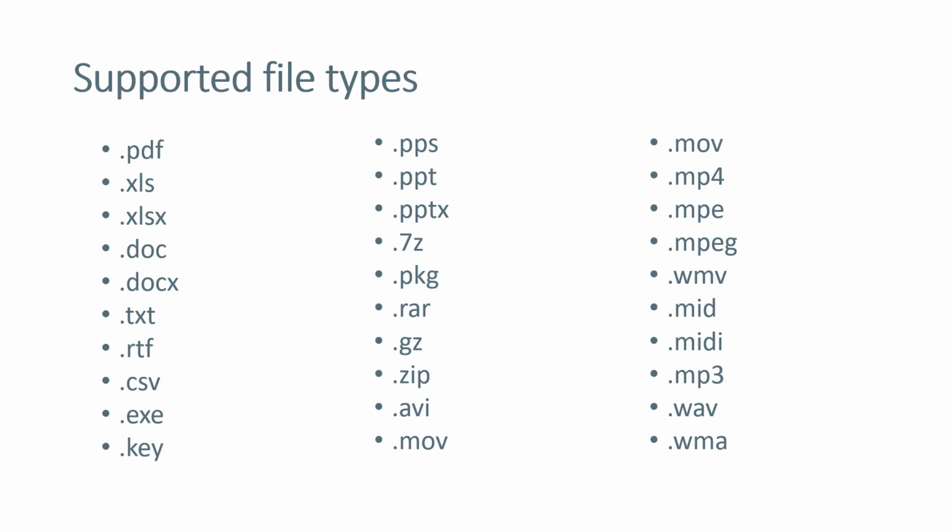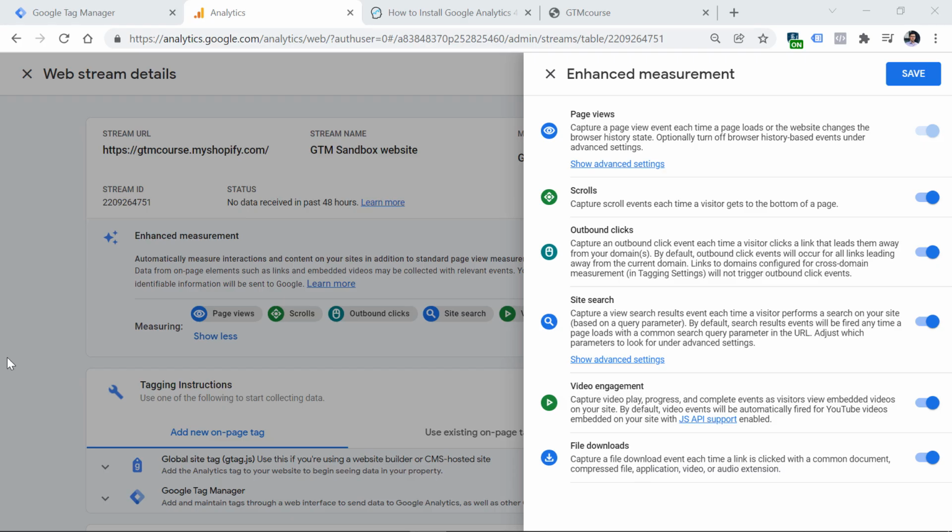Speaking of file downloads, here are supported file types. Maybe in the future this list will be extended, but right now, as of the moment of recording this video, they are supported by GA4. Let's take a look at how those events are tracked and how that data is displayed in Google Analytics 4.